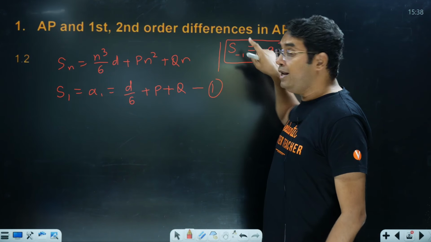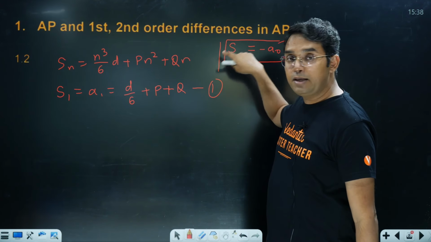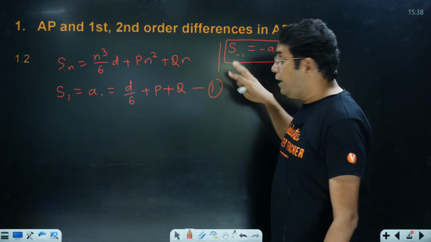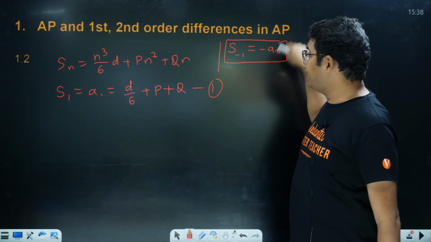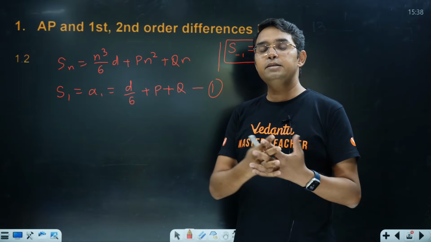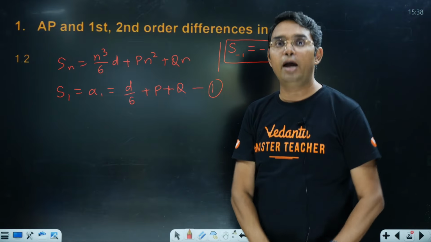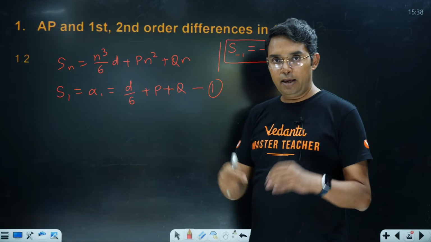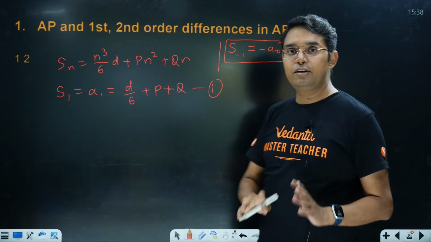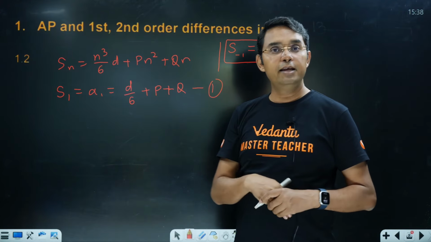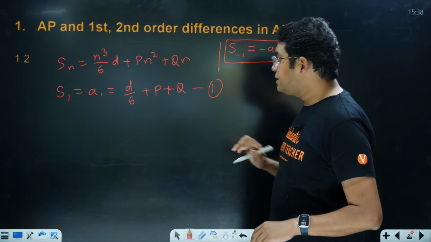It comes out to be minus A0 always. Not only in AP or difference is AP or difference of difference is AP, in GP, AGP, any series if you take, always S minus 1 will be equal to minus A0. You may find out why. I will put this thing in my session notes. Okay, you can find why S minus 1 is minus A0. Please see there.